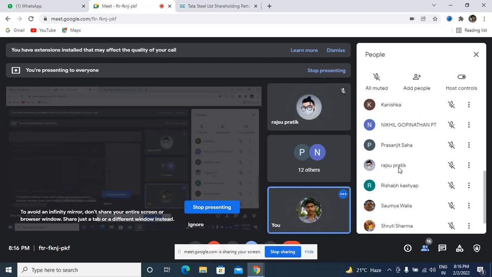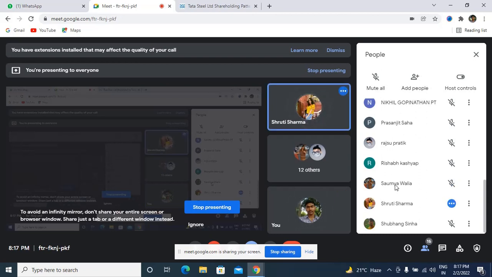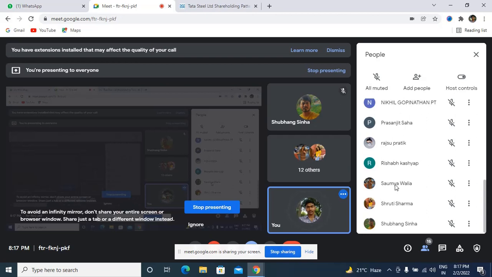Rishabh, Jindal Steel and Power. Soumya, Steel Authority of India Limited. Shruti, Tata Steel. Shubhang, you did JSW Steel, right? Or Steel Authority? No, still at home. Okay, then you don't have to do it.